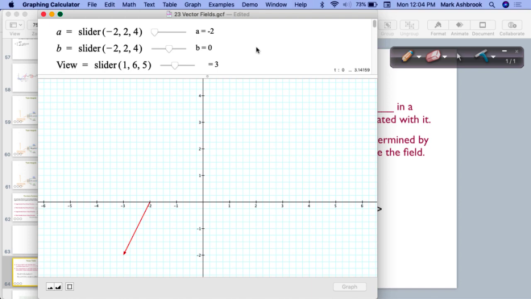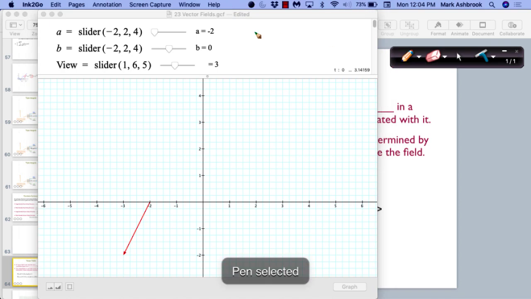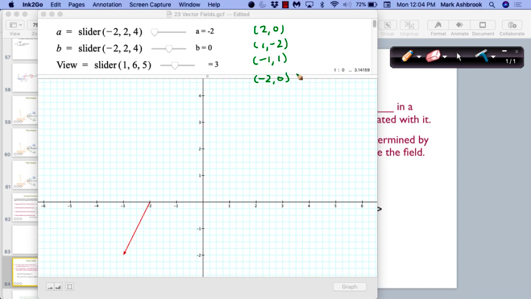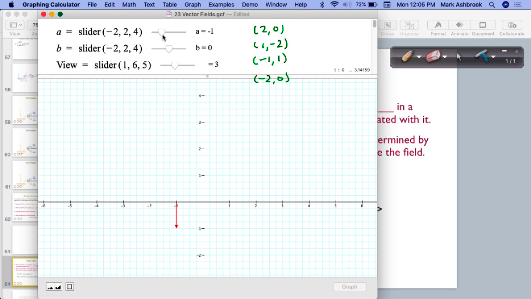So what locations have I given you so far? I should write those down. 2, 0. 1, 2. -1, 1. -2, 0. All right, I'll give you one more here. How about -1, -2. How about -2, 2. There we go. Okay, see if with those 5 points you can figure out what the vector field is.